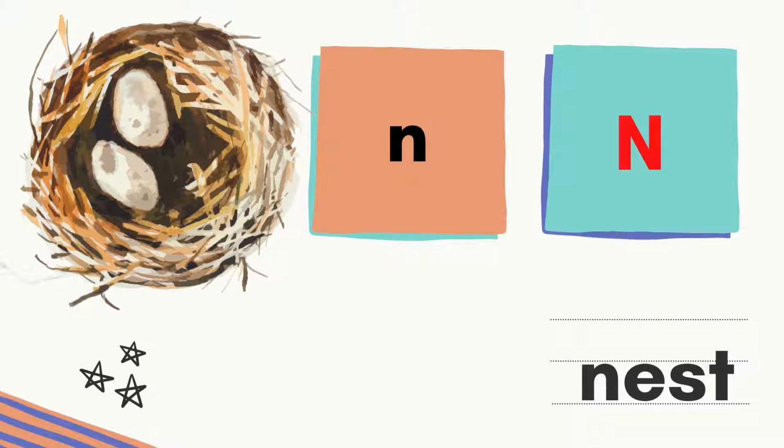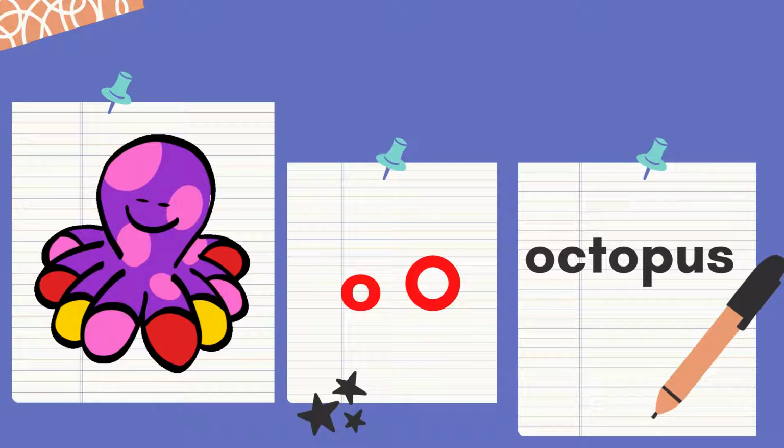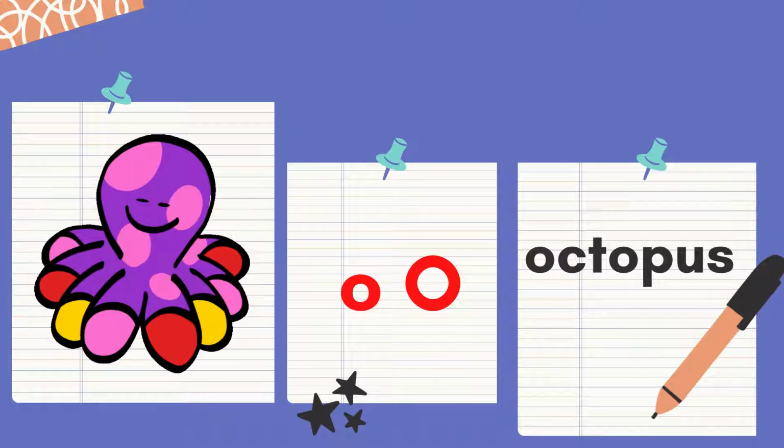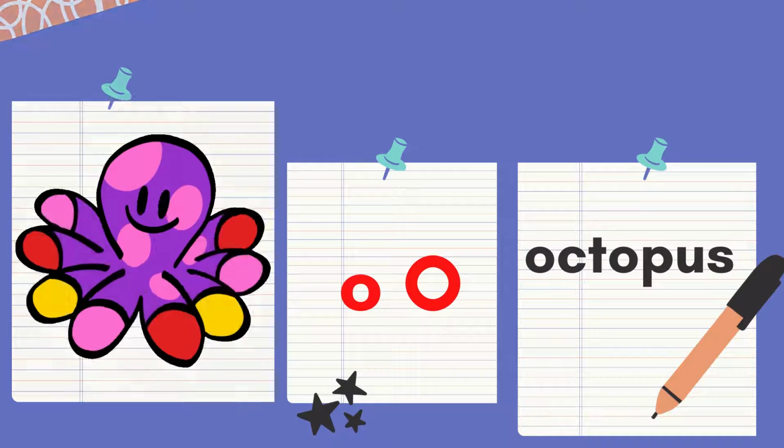N, nest. N, nest. O, octopus. O, octopus. How many legs does an octopus have? The answer is eight. Eight legs. Octopus have eight legs.